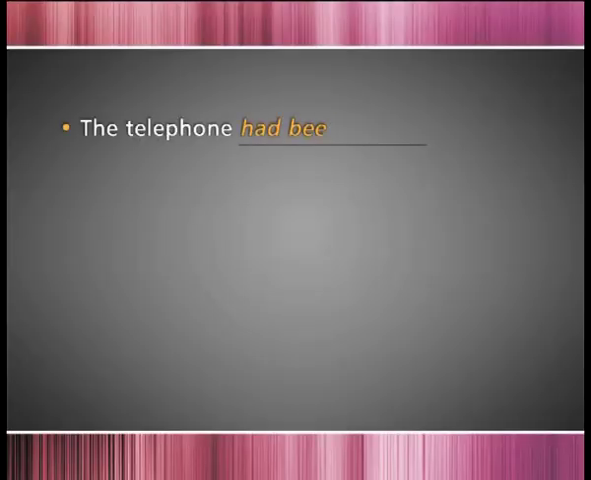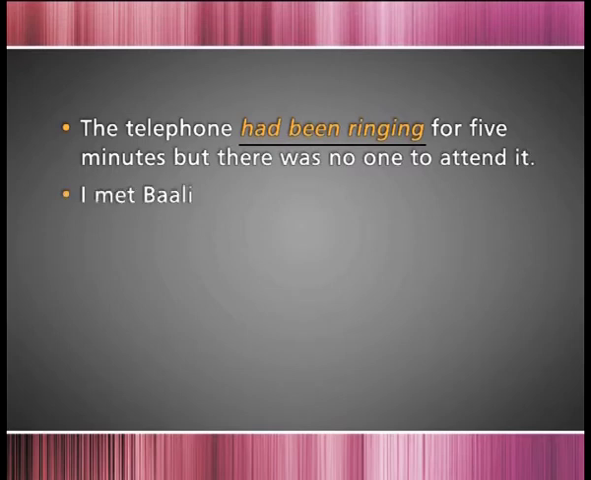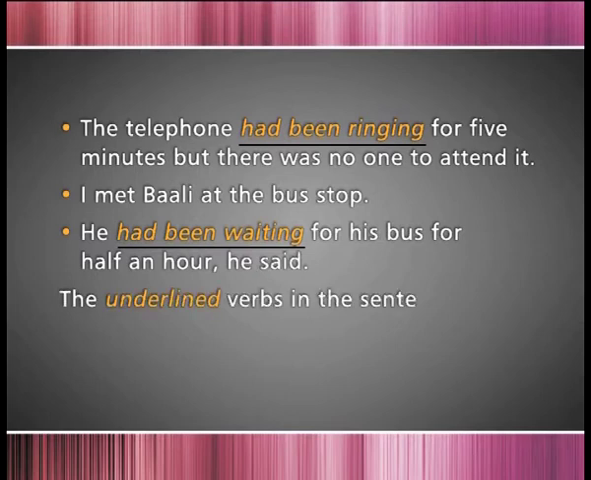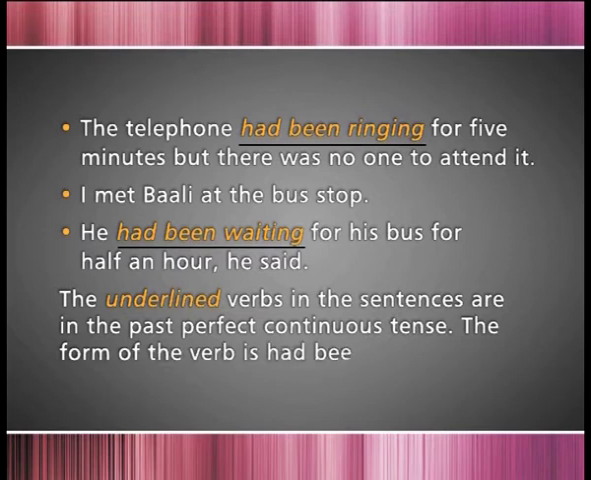Here are some more examples. The telephone had been ringing for 5 minutes but there was no one to attend it. I met Bali at the bus stop. He had been waiting for his bus for half an hour, he said. The underlined verbs in the sentences are in the past perfect continuous tense. The form of the verb is had been plus verb plus ing.